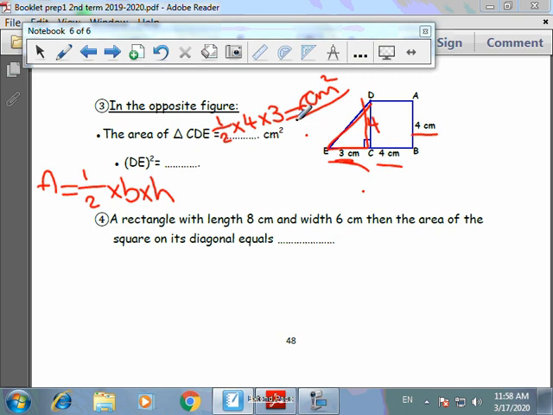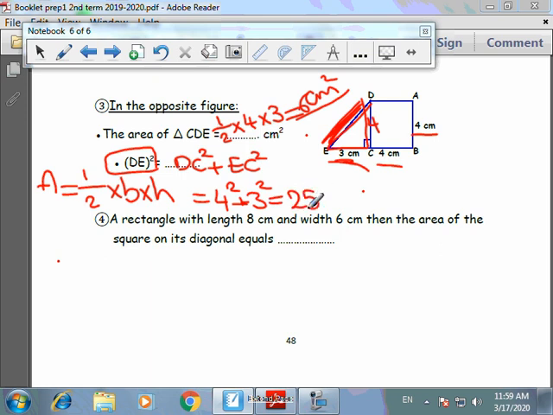Okay, what about DE squared? I would like to find this side squared. Okay, DE squared equals DC squared plus EC squared. Why? Because it's a hypotenuse. So I added the square of the other two sides. So where is the square root? No, DE squared. I would like to find DE squared, so no need to put the square root. So it's 4 squared plus 3 squared. The answer would be 25 centimeters. So I got it with the Pythagoras theorem also.